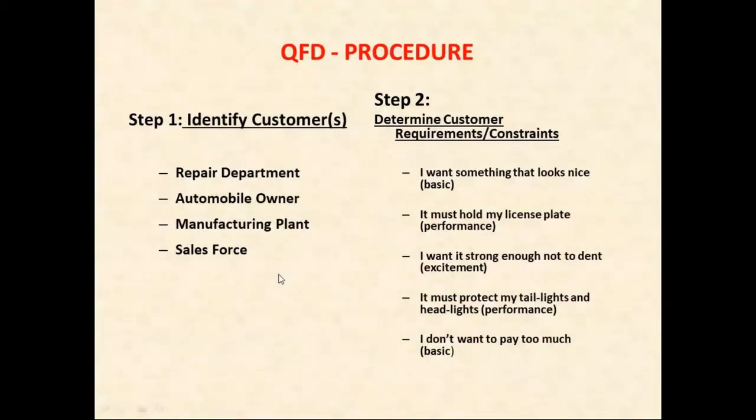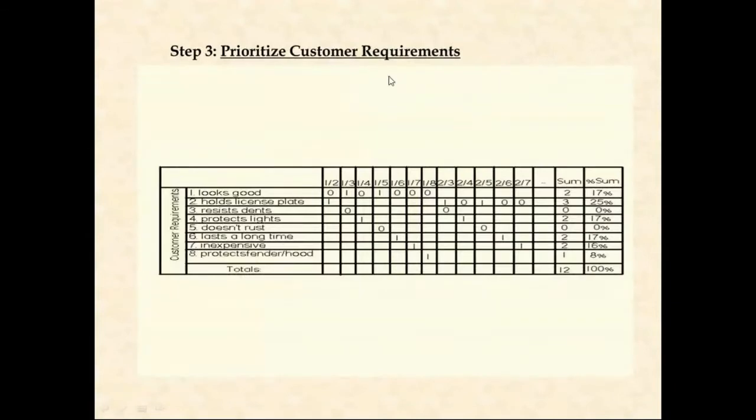Now I prioritize the customer requirements. I'm putting the customer requirements that I had found out in the first step. It should look good, it should hold a license plate, it should resist dents, then protect the lights, it shouldn't rust, it should last for a long time, it should be inexpensive, it should protect from any further damage on the front side. These are the 8 points that have been identified as the customer needs. And then the calculation has been carried out as per the customer requirements, which we have seen.